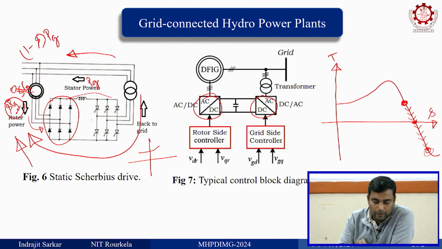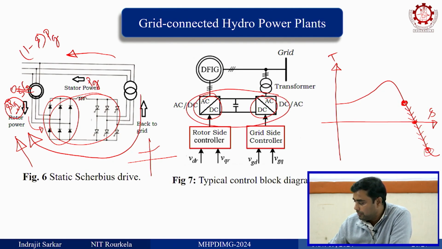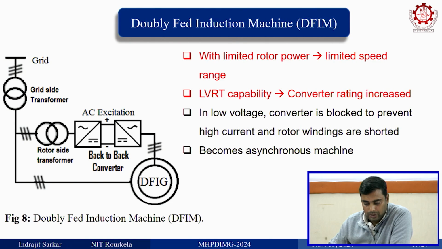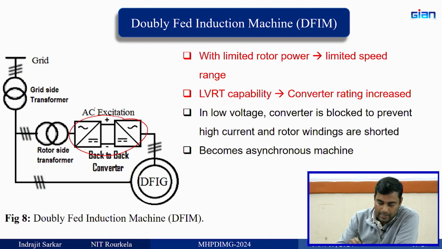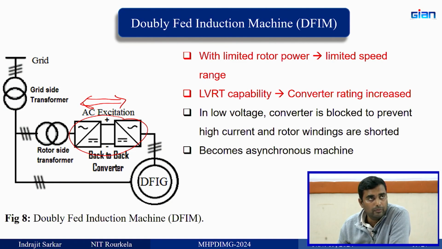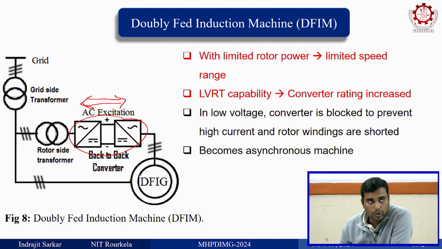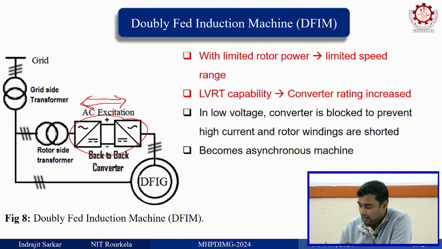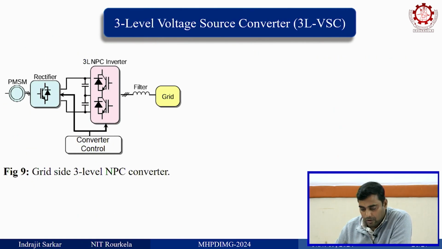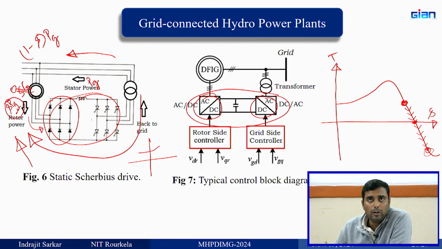So, this can be done. Instead of this, this can be done using a back to back converter. Okay. This is a back to back converter. So, here the power flow is bidirectional. You can either extract power from the rotor or inject power to the rotor, and finally you can operate this as a generator. Okay. Now, as I told you, the voltage levels are different.